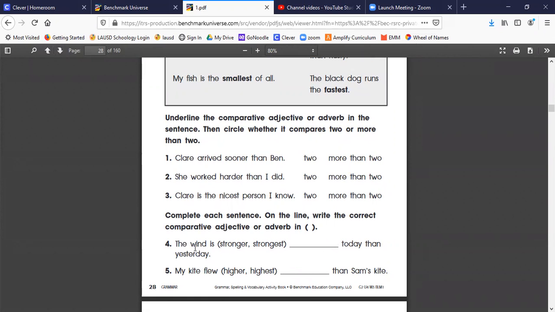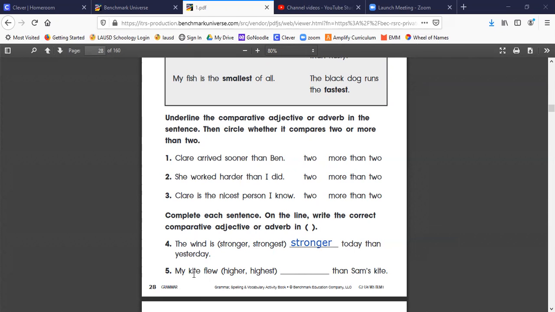So we're describing the wind and we're comparing today and yesterday. Today's wind, yesterday's wind. We're comparing only two things. So we are going to write stronger. S-T-R-O-N-G-E-R. Stronger. I'm afraid I don't quite fit in the space they gave me. The wind is stronger today than yesterday.